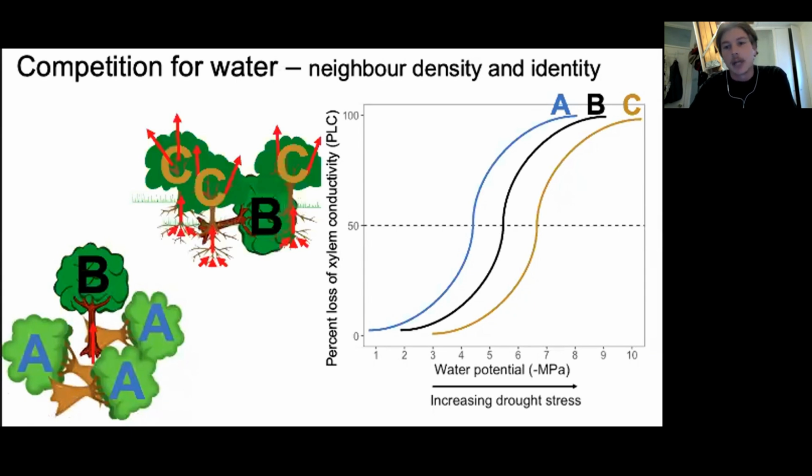But if, on the other hand, plant B was surrounded by plants of species C, because these have more resistant xylem, they're able to continue using water for longer into the drought, and draw down the water beyond a point which could potentially kill plant B. So this means that in a forest community, it's not just the density of neighbours, but also the identity of neighbouring plants that is important in determining the variation in soil drying across the community.